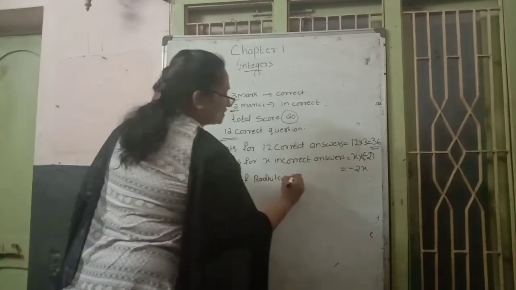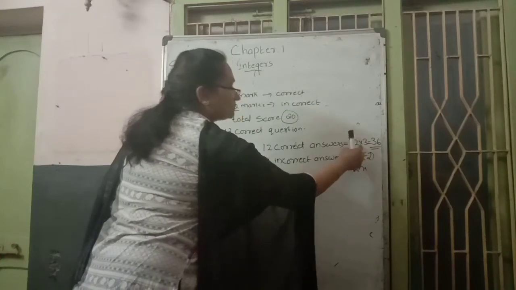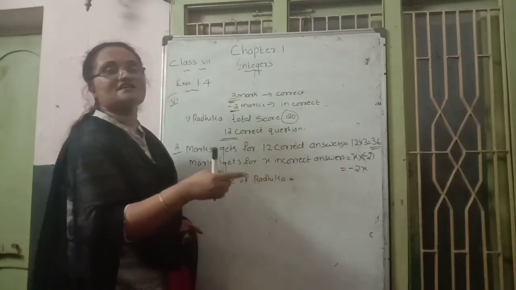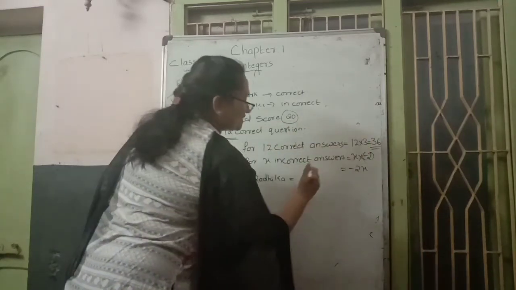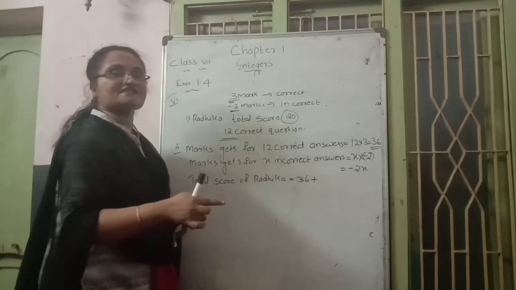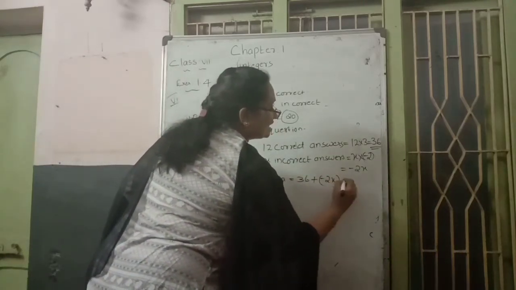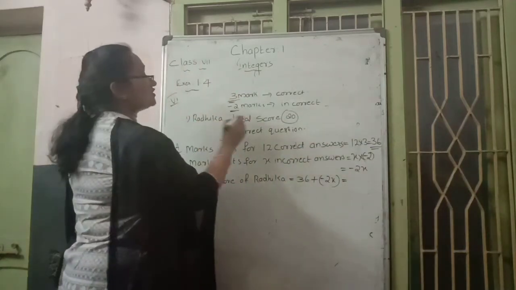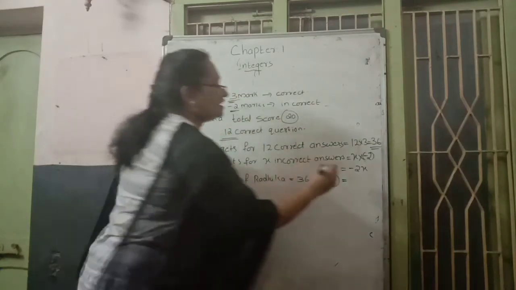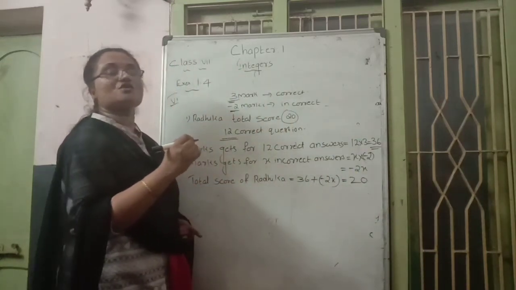Radhika's total score: how do we get it? Total score is the correct answers' marks plus the incorrect answers' marks. For the correct questions she got 36, plus for the incorrect answers she gets minus 2x marks. But the total score of Radhika is given: the total mark is equal to 20.